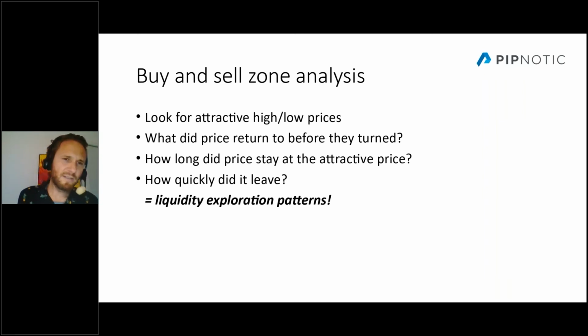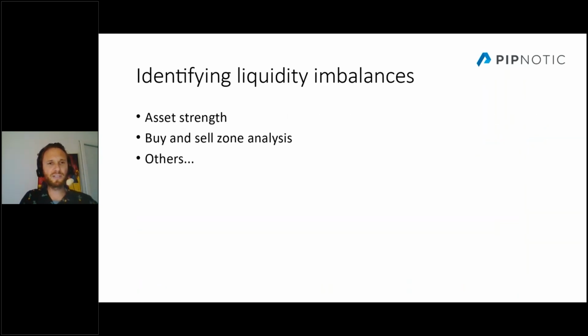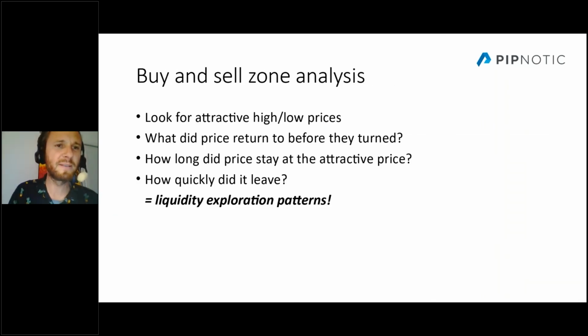Okay, so now let's look at some buy and sell zones, which is the second one. If we go back up here, we have asset strength, and we have the buy and sell zone analysis. So we'll go back to that bit, and then we'll talk about this now. What we're doing here for buy and sell zone analysis is looking for attractive prices. And how do you find attractive prices? Well, you have to look for price points in the market where price historically retreated from. So, turning points in the market.